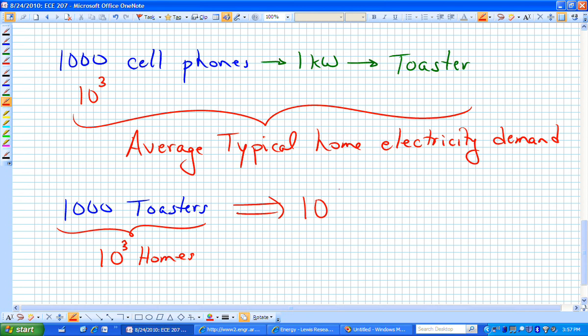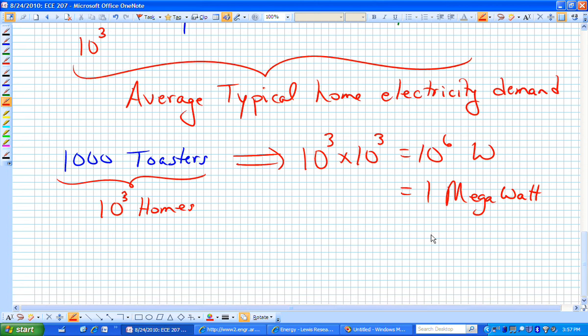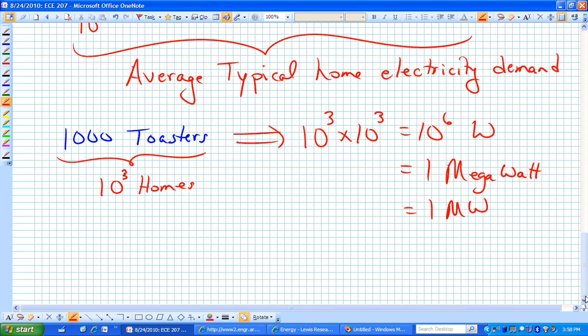That's now 10 to the 6 watts, which is 1 megawatt. And that's a capital M, not a lowercase m. A lowercase m would be 1 milliwatt, which is 10 to the minus 3. Mega is 10 to the 6, go figure. So the m and the capital M are not reciprocally related. What is this? Well, this is roughly, I know we have some of you in here, basically one small jet engine. 1,000 homes is the power demand of one small jet engine.